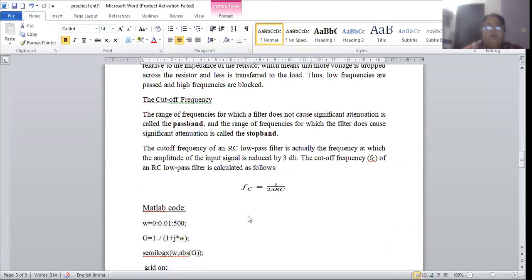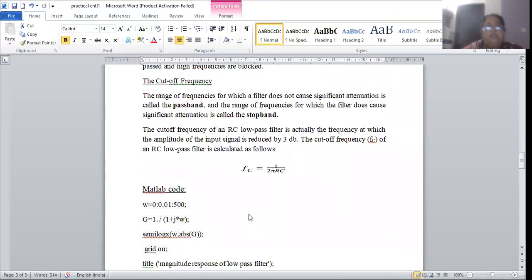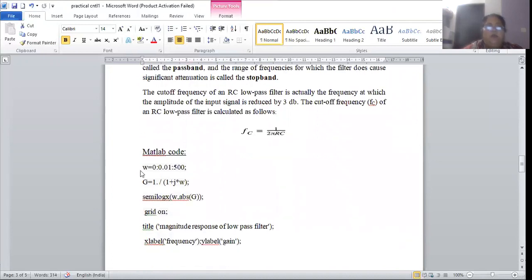Now for this experiment, we are going to discuss the MATLAB code. The first command is omega equals, where we have taken the frequency starting from 0 and ending at 500 with a step of 0.01.